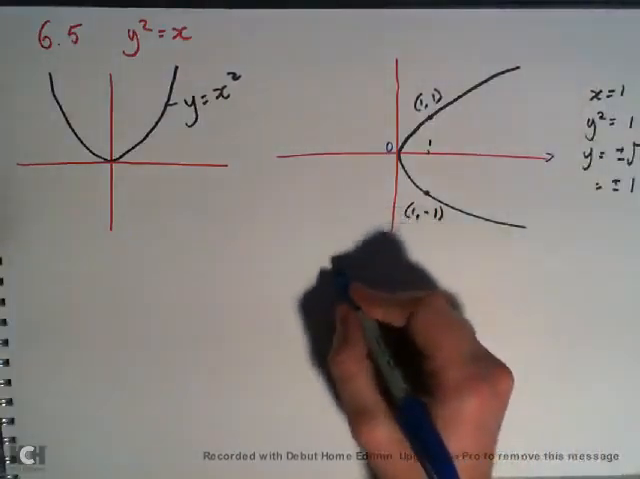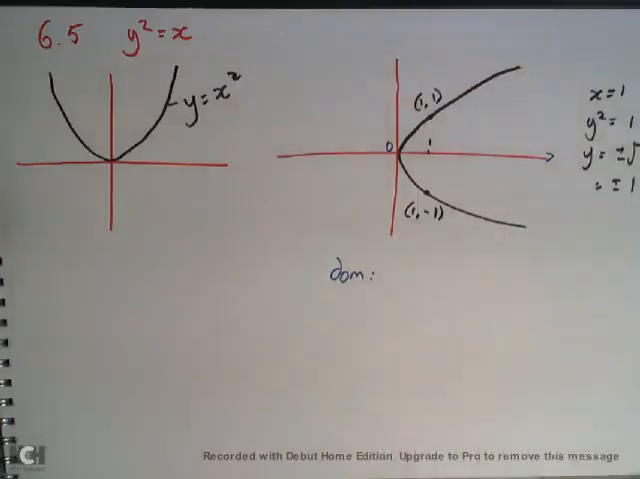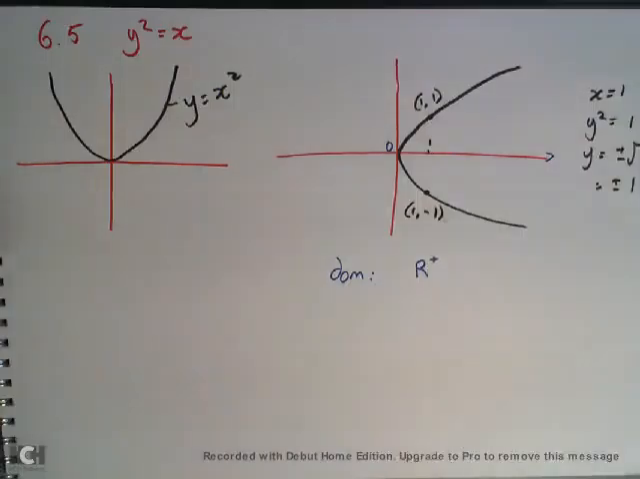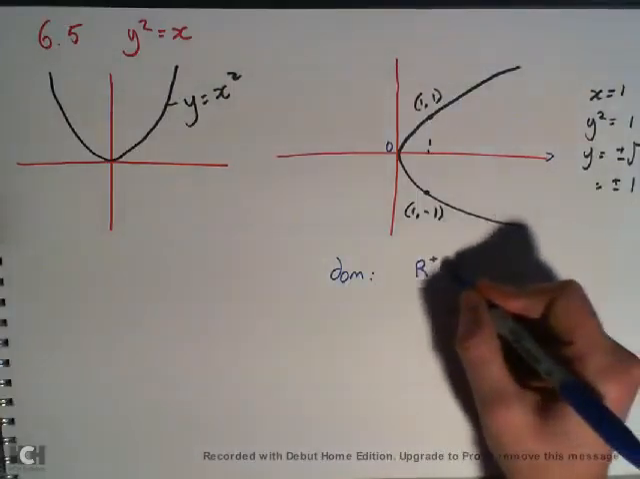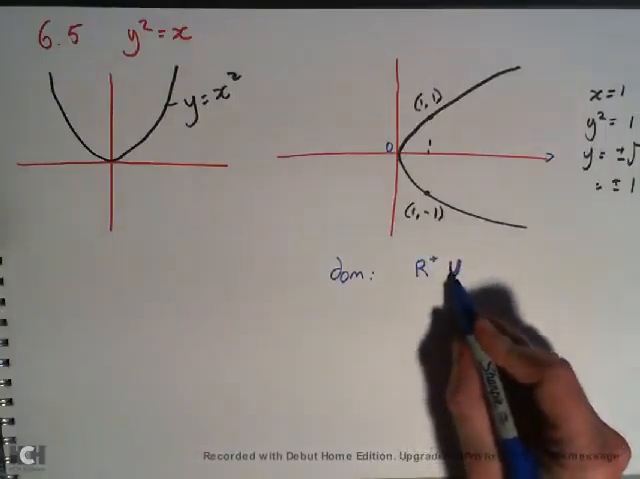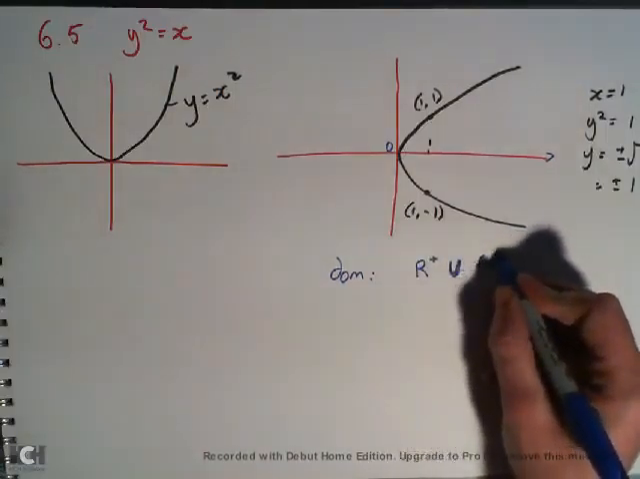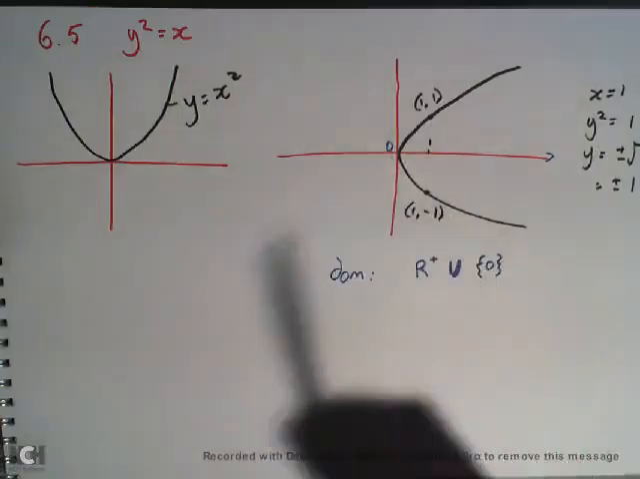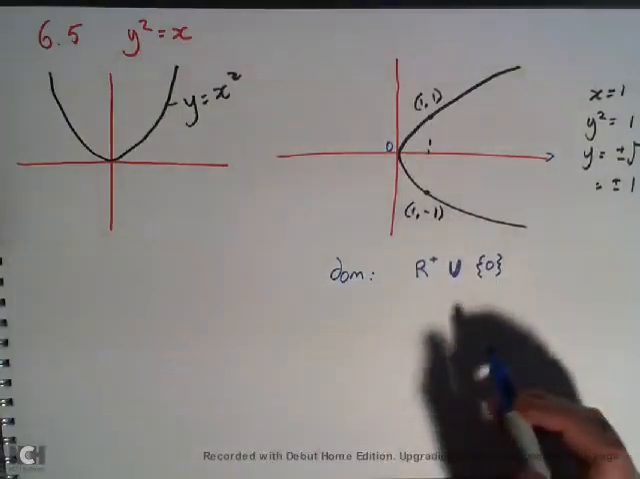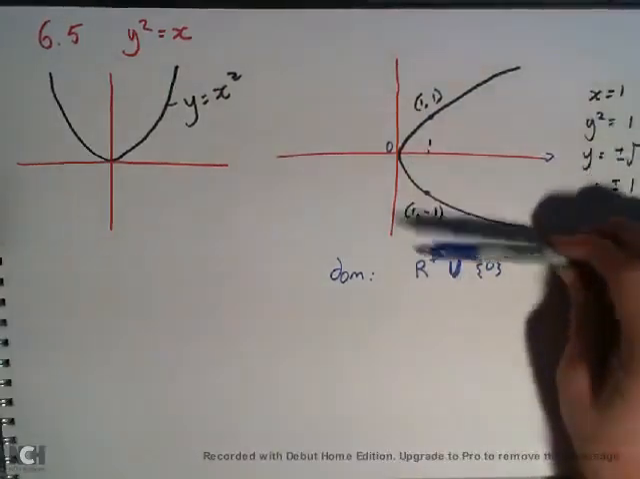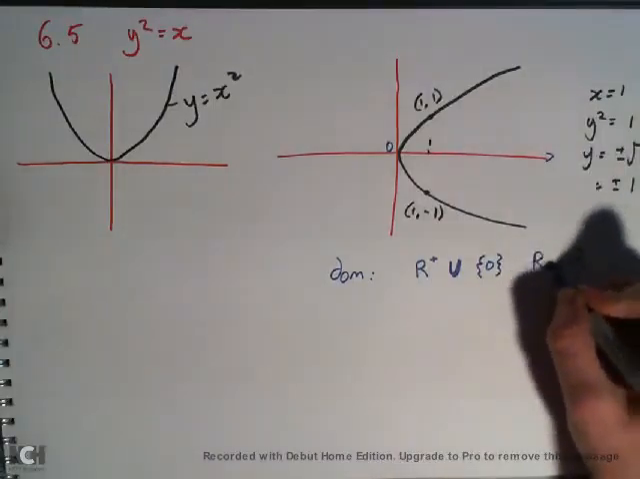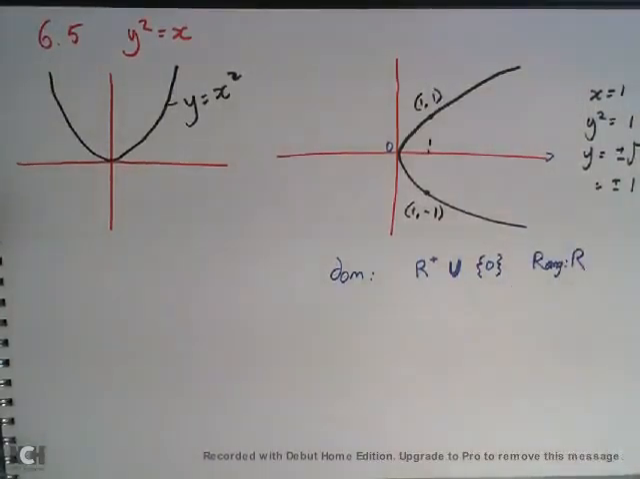So our domain is going to be all positive real numbers, union 0, because R plus doesn't include 0. We want to include that point because it does touch that, so it's R plus in union or including 0. The range is going to go all numbers, so our range is just R. Range is all real numbers.